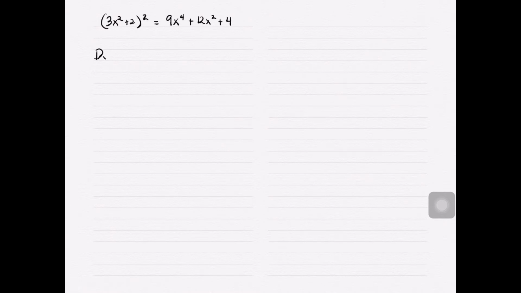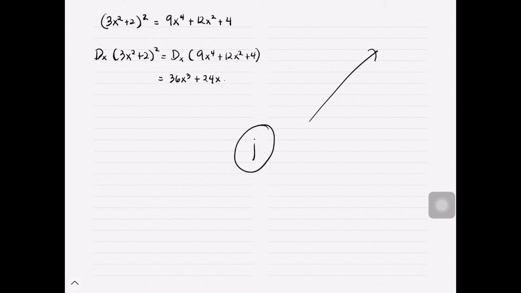So getting the derivative of the square of 3x squared plus 2 is the same thing as getting the derivative of 9x to the power of 4 plus 12x squared plus 4. This then gives us the answer of 36x cubed plus 24x. If you want to review the basics of derivatives, just watch the suggested video.